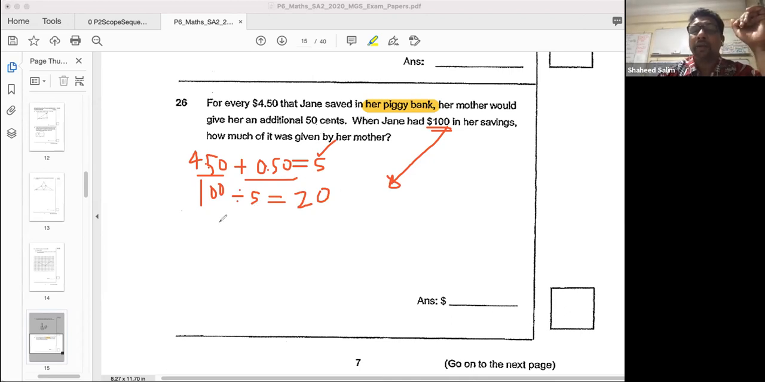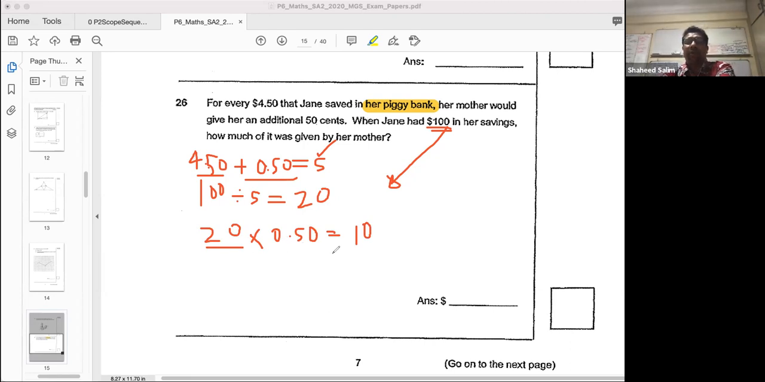So what's the answer? How much money should the mother put? 20 times 50 cents. What do you get? You get $10. How can I do this so fast? Very simple, I can show you how to do this mentally. How do I get $10? 20 times half a dollar. 20 times $1 is $20. Divide by 2, $10.